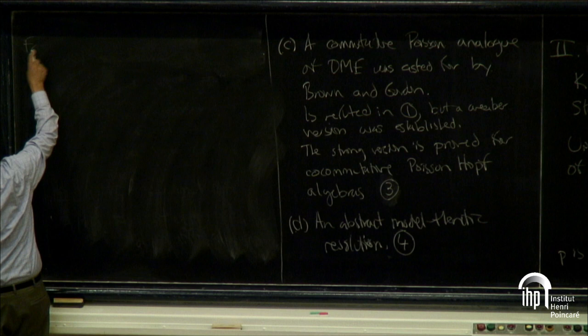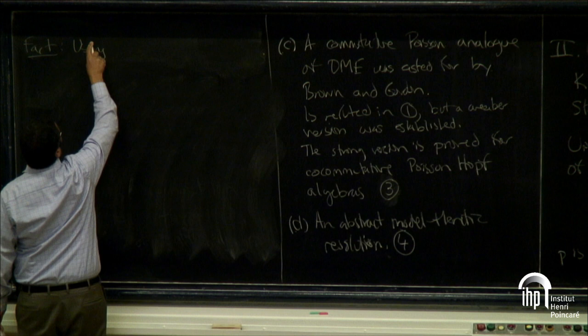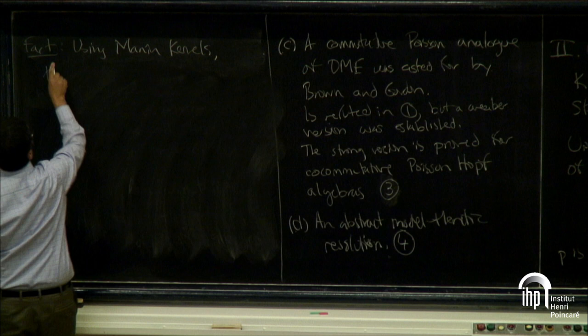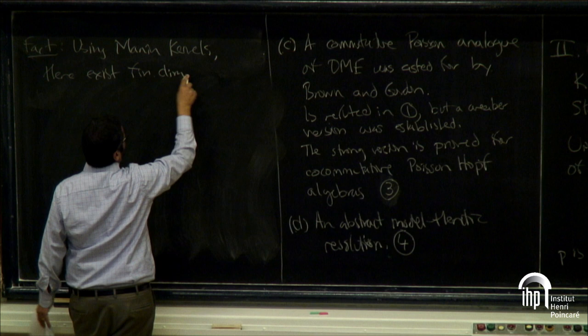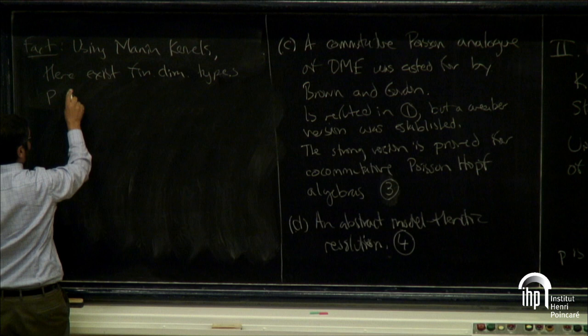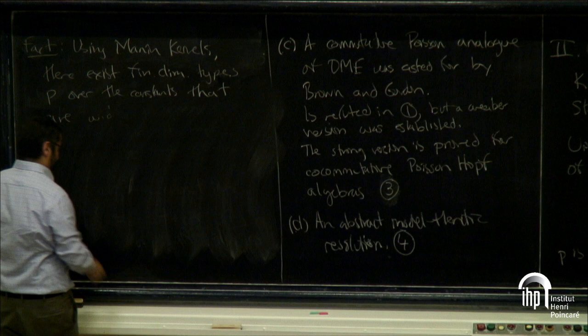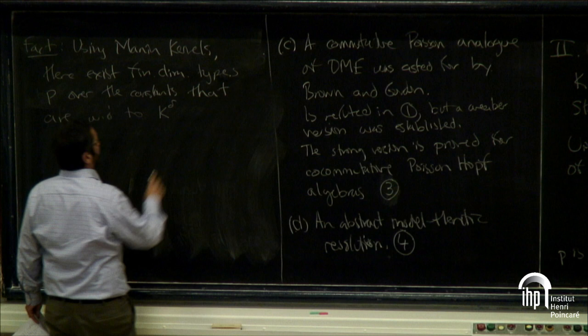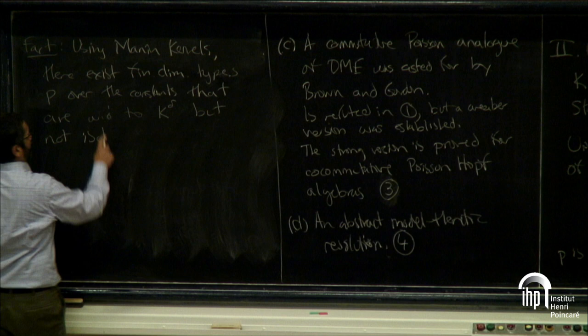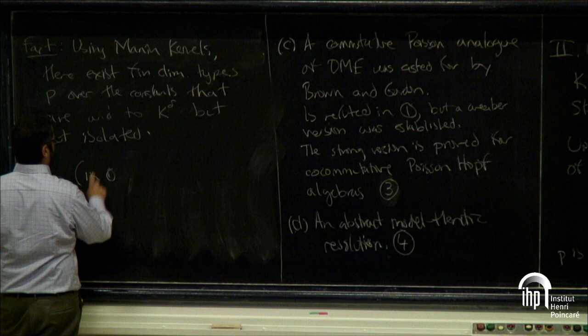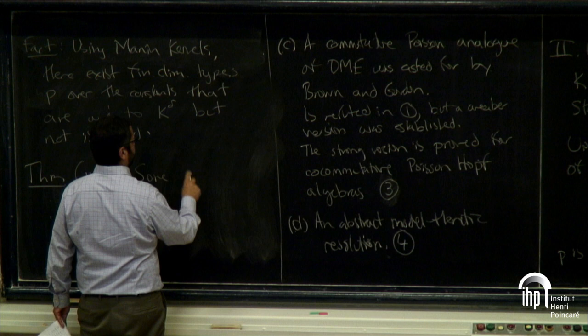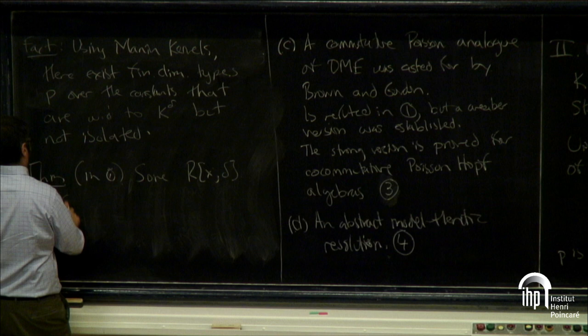We'll come back to this example, hopefully, and I'll give more details, but using Manning kernels, there exist finite dimensional, finite rank types P over the constants that are weakly orthogonal to K delta, but not isolated. And so as a corollary, we get the theorem. This is part of what we do in theorem one, that some extensions R x delta fail the DME.